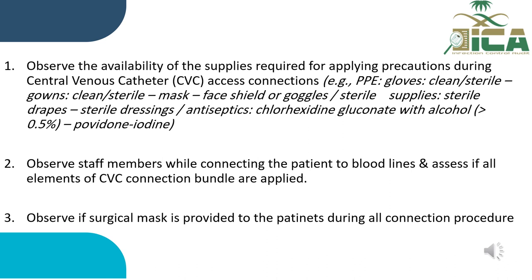Number one, observe the availability of the supplies required for applying precautions during central venous catheter access connections. For example, PPE, like gloves, gown, mask, face shields or goggles, and supplies such as sterile dressing, and antiseptics, like chlorhexidine gluconate with alcohol less than 0.5%, more than 0.5%, and povidone iodine.